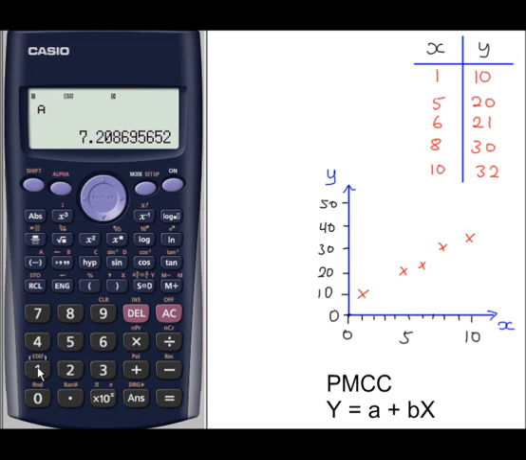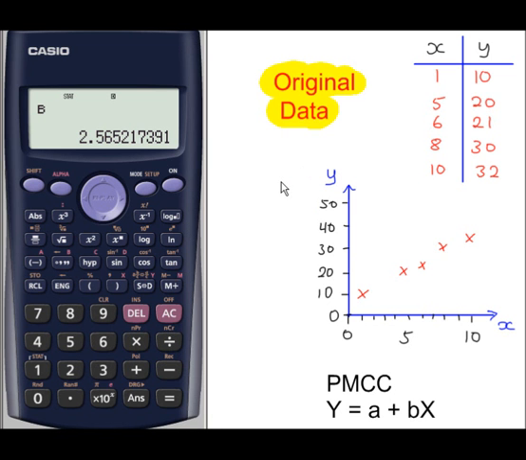So again, shift 1 7. There's B, that's option 2. Press equals. 2.57 rounded to 3 significant figures. So that value there replaces the B here, and then you've got the equation of the regression line that goes through these points.